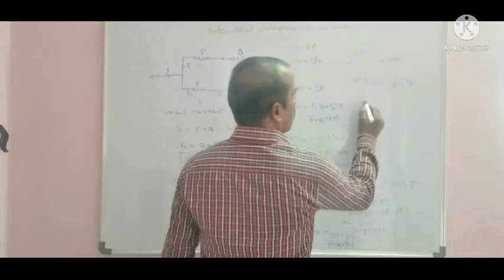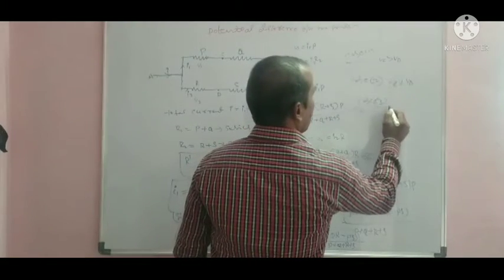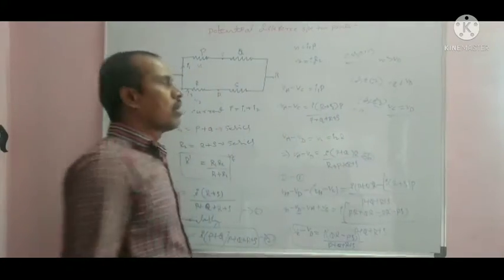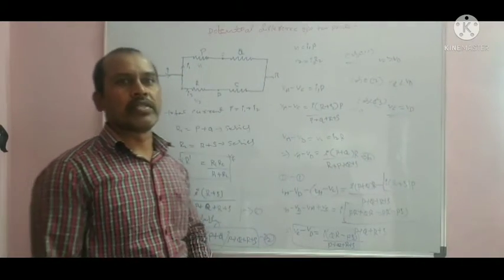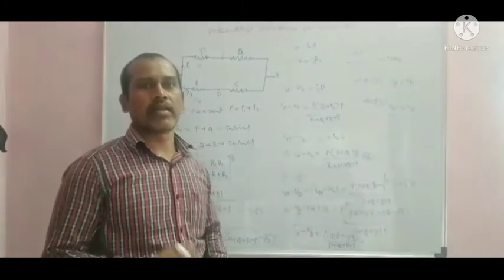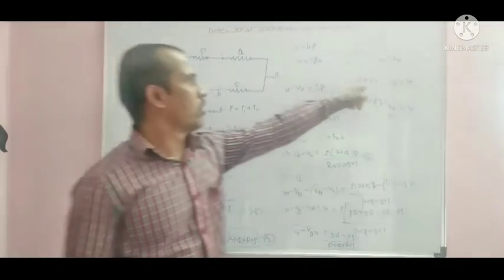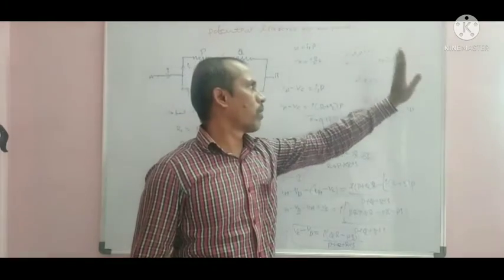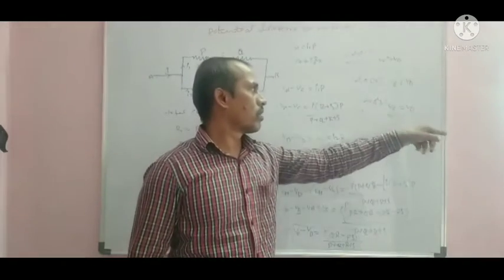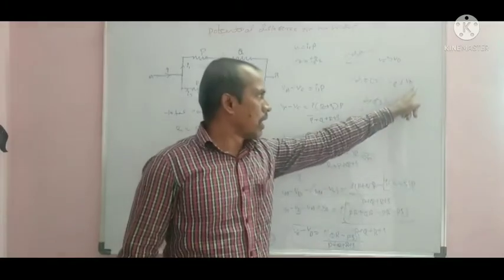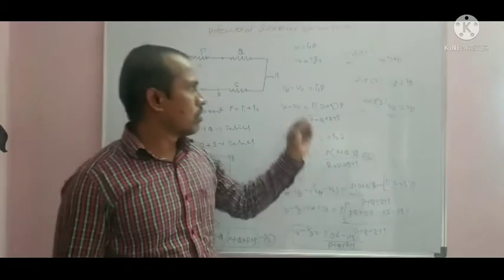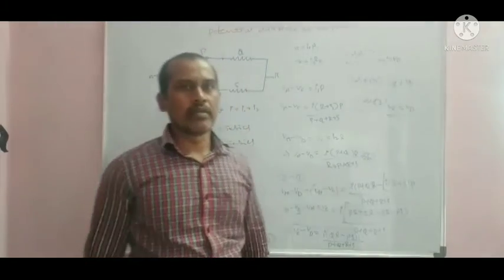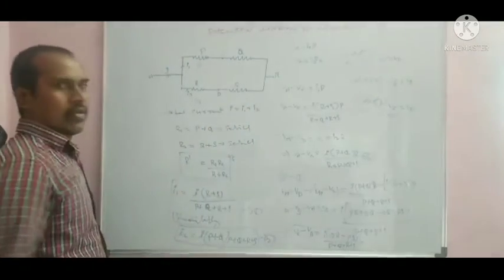The third case: VC is equal to VD. That means the given circuit is a Wheatstone bridge, a balanced Wheatstone bridge. Three cases. VC greater than VD, the current passes from C point to D point. VC less than VD, the current passes from D point to C point. Here VC is equal to VD. This is the balanced Wheatstone bridge. Okay, note this one.